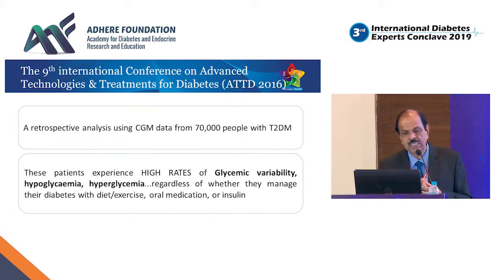So this is a retrospective analysis using continuous glucose monitoring data in 70,000 patients of type 2 diabetes. It was discussed at the 9th International Conference on Advanced Technologies and Treatments. Those patients experience high rates of glycemic variability, hypoglycemia and hyperglycemia, regardless of whether they manage their diabetes with diet and exercise, medication, or insulin.